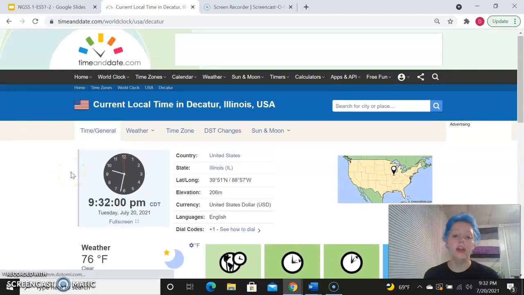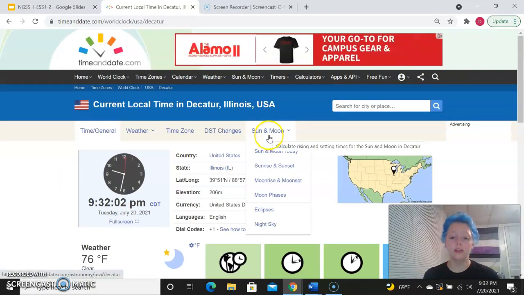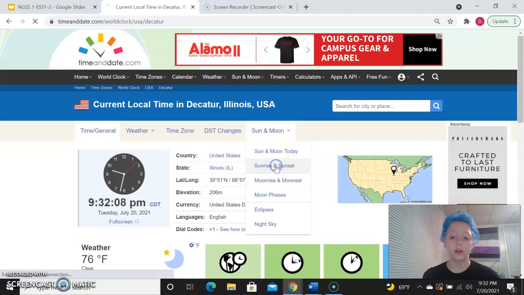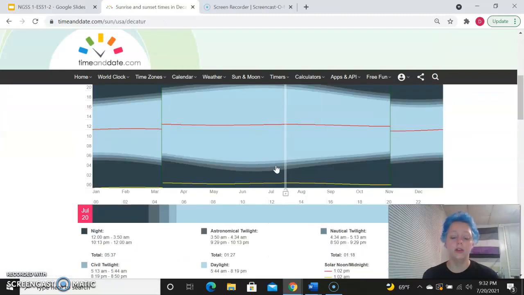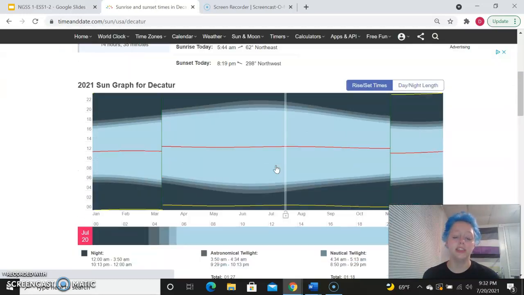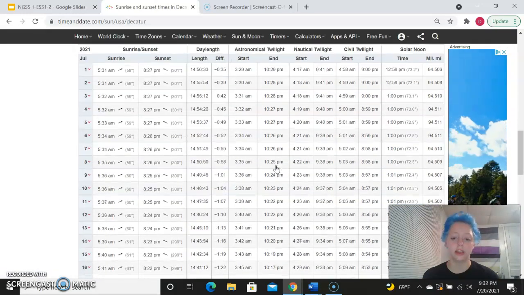All right, and then it pulls up these different tabs. So go to sun and moon and click on sunrise and sunset, and it'll take you, here you see that graph again. It takes you to the page that just details all about the sunrise and sunset of Decatur.